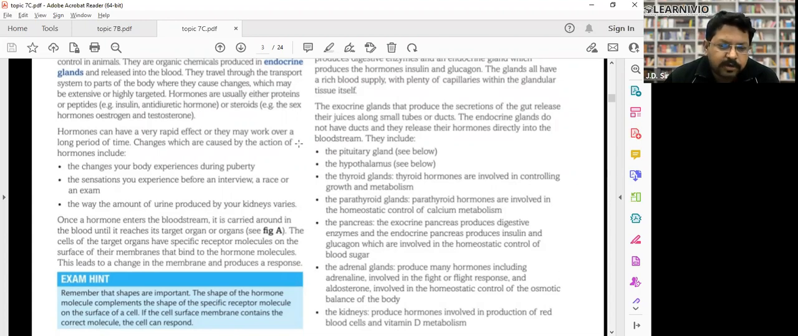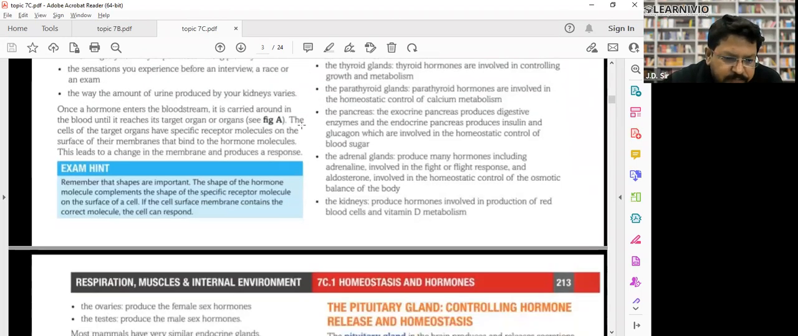Once a hormone enters the bloodstream, it is carried around in the blood until it reaches its target organs. The cells of the target organs have a specific receptor molecule on the surface of their membrane that binds to hormone molecules. This leads to a change in the membrane and produces a response.